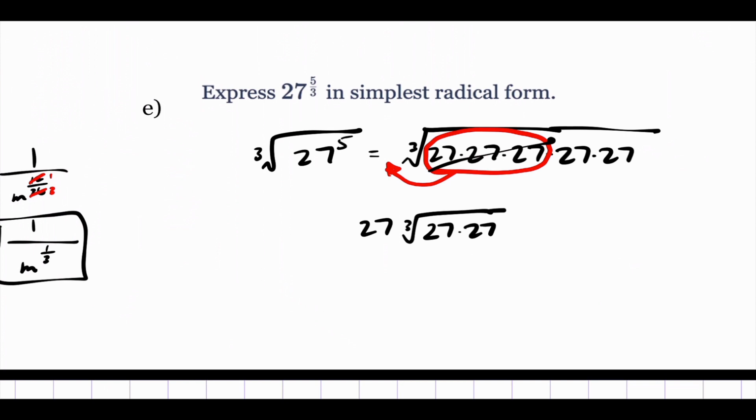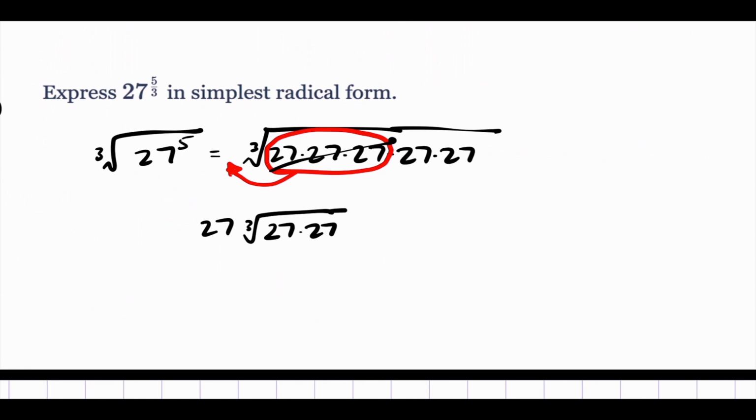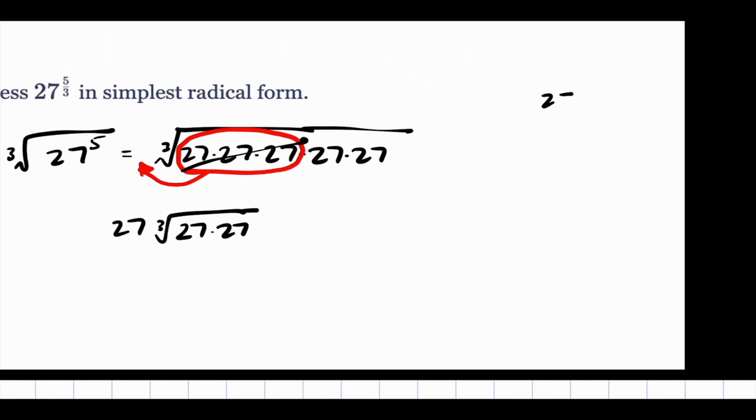I only have 2 27s left on the inside. Those aren't triples. Those are 2 pairs. But 27 can still be broken down. So let's break down 27 because maybe I have triples hiding in the 27s.